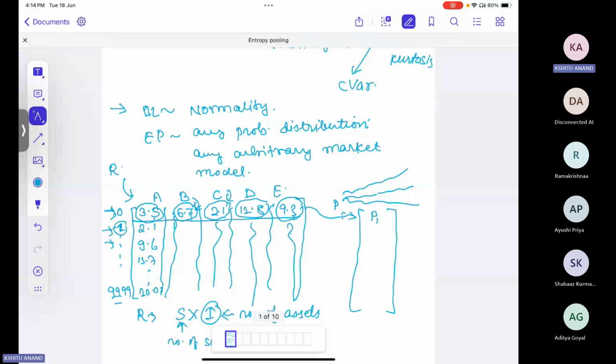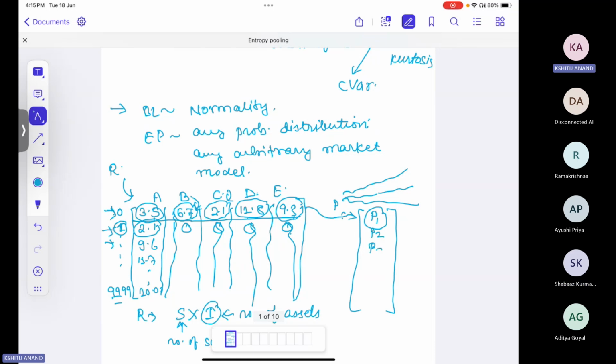Similarly, this is the second scenario. In the second scenario, A has a different return, B has something, C has something, D has something. So basically, we have a joint probability. What is this probability denoting? This is the joint probability that the return of A is 3.5, the return of B is 6.7, the return of C is 2.1, the return of D is 12.8, and the return of E is 9.3. Okay, got it? Now, similarly, we will have P2.